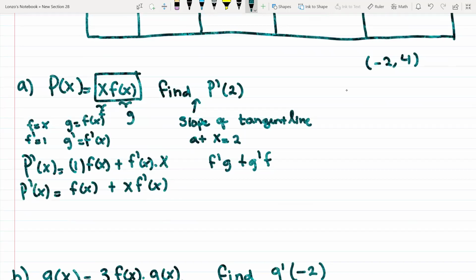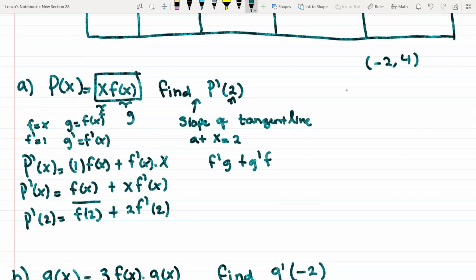Then what I have to do is plug in the x value. Wherever you see an x, plug in 2. So f of x is like f of 2, plus x is like 2 times f prime of 2. This is not our answer, because remember, our final answer will be a constant, because the slope of a tangent is always constant. So this is where we're going to need our table.